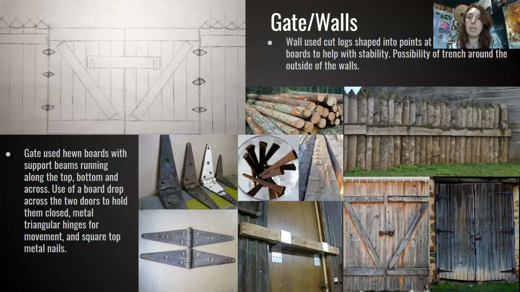This is images of the gate and wall. And it would have just been, as you can see in the reference images, regular logs that would have been cut at the top to form spikes to use as a defense. And the doors would have actually been, if you've ever seen old barn doors, quite similar to that. And as you can see in the reference images, with just one wooden barrier across the front to keep it closed.